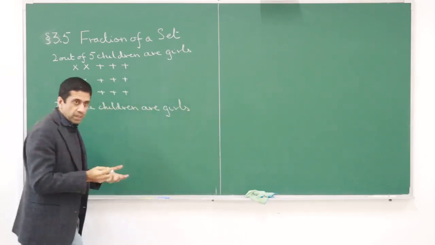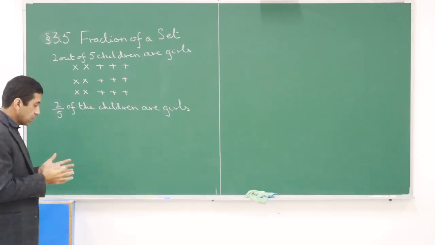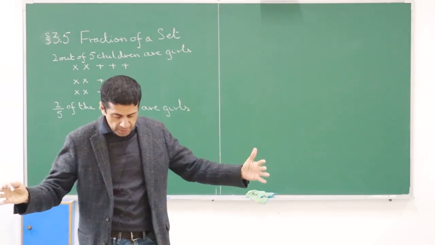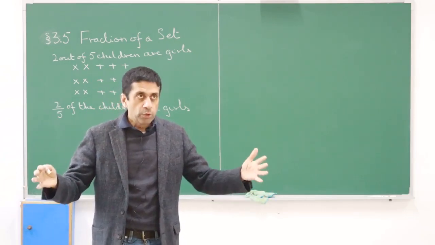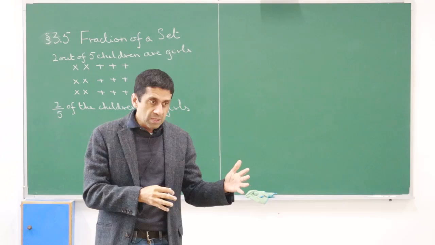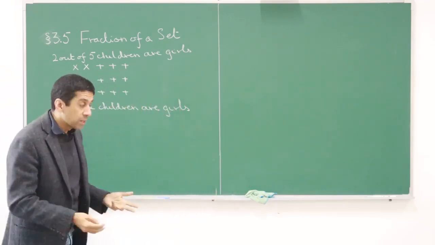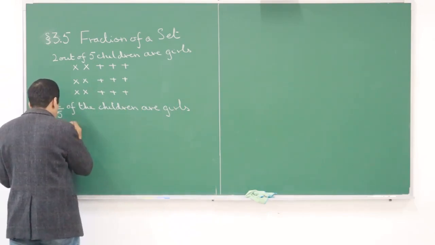So why does it make sense to say something like this? Well, the reason why something like this would make sense is that we're thinking of it as having some children. This whole is children, and we're going to break it up into 5 equal pieces, and we're going to take 2 out of those 5 equal pieces, and those will be the number of girls. Okay, so let's think about it.